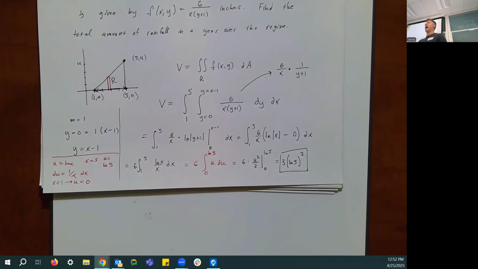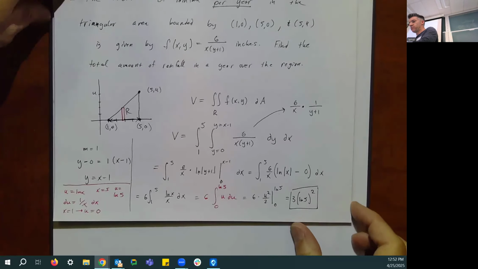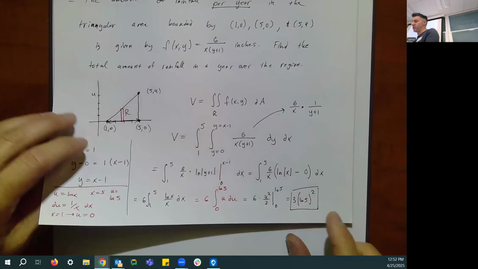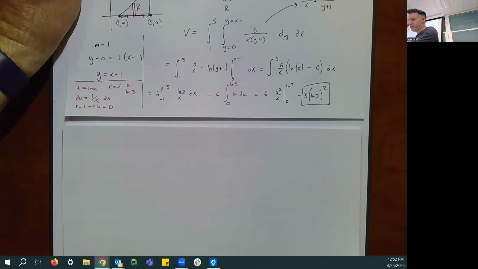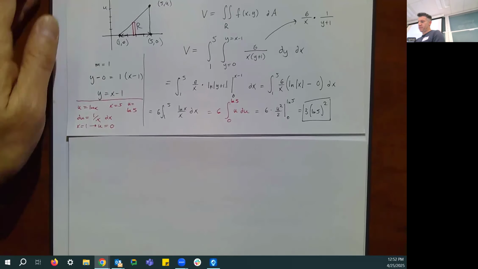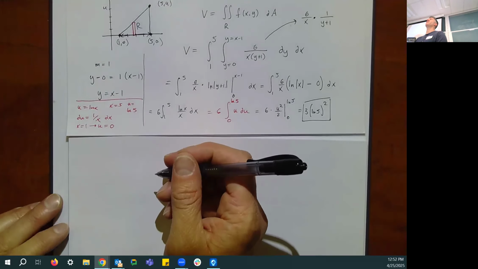And if I wanted to find the average amount of rainfall for a particular square section, that's not really a great way to phrase that. Yeah, I don't love that.